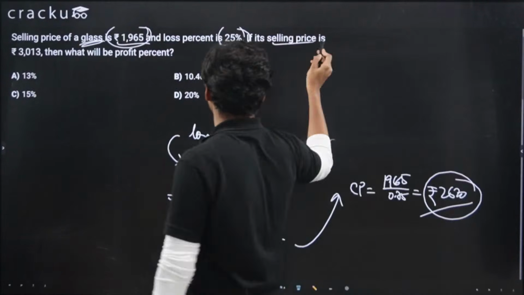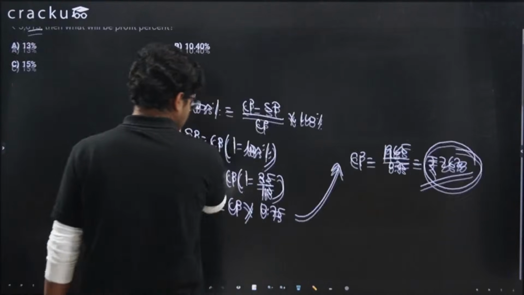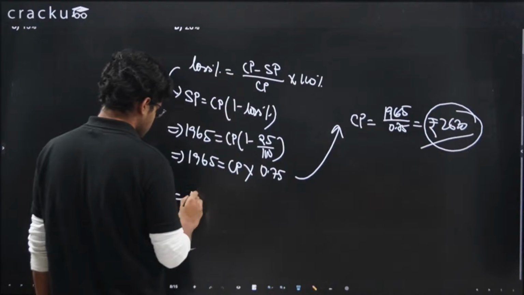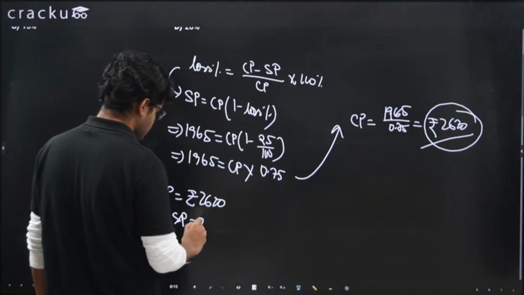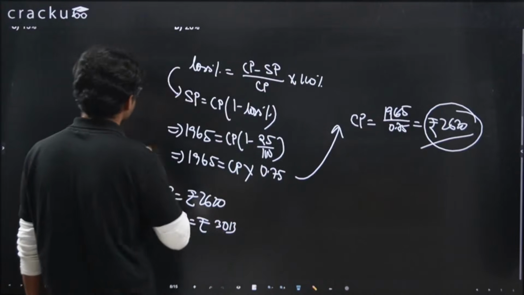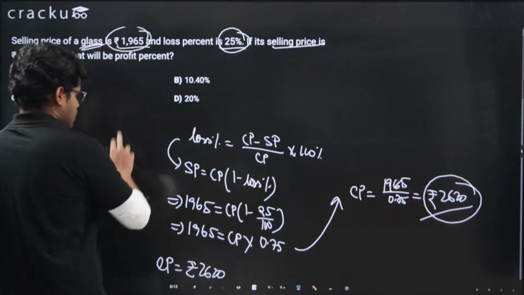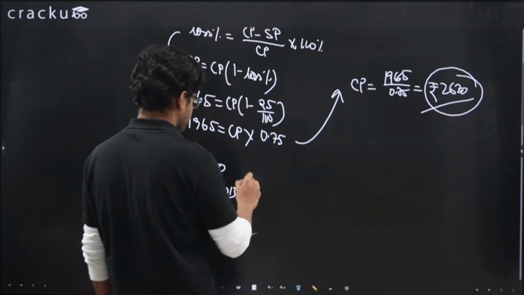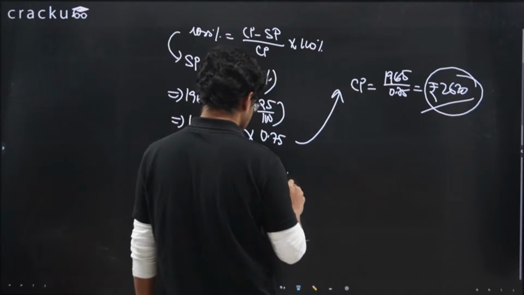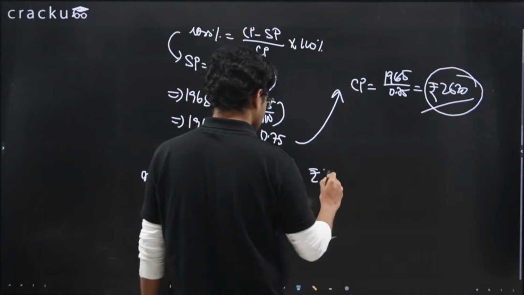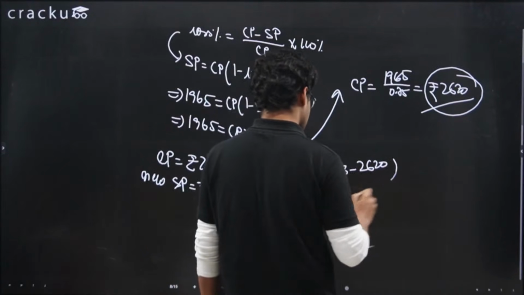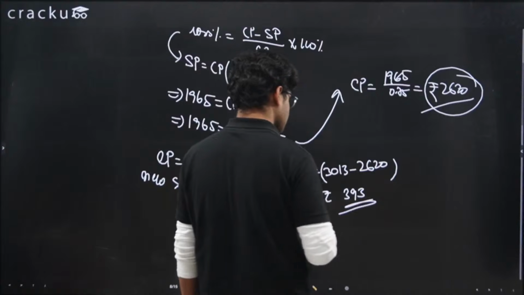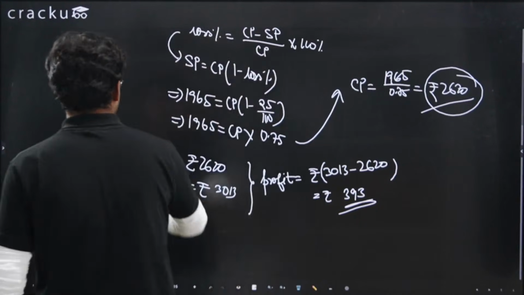And we also know that the new selling price is 3013. So cost price is rupees 2620, new selling price is rupees 3013, right? So what is the profit? Profit equals rupees 3013 minus 2620, which is rupees 393, right? This is the profit.